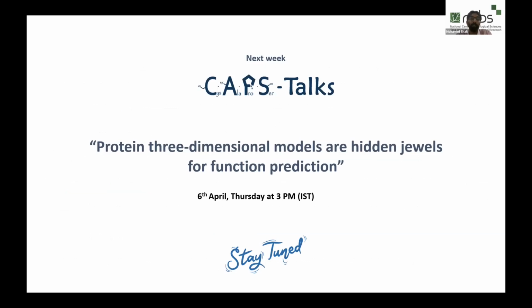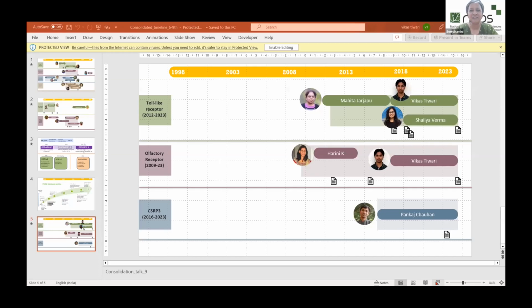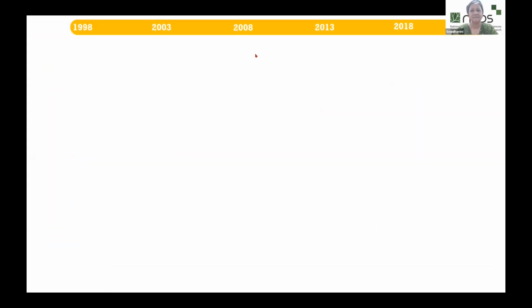For next week in CAPS talks, we have the last set of talks in the structure team. We have titled it, protein three-dimensional models are hidden jewels for protein prediction. Next, I would request Advait to present a consolidation of the talks that were presented in the structure theme. Advait, please. Okay, thank you, ma'am.